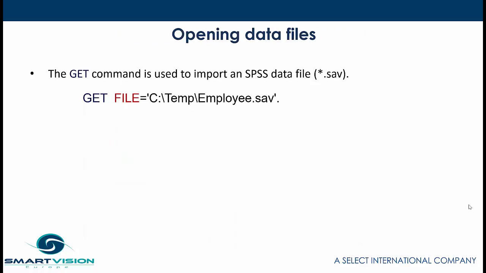To open an SPSS data file, that's a SAV or save file, then use the get command, or more specifically in this case, the get file command. And you can see it's quite a simple command. It's just get file equals, and then you have the path where the file resides with the file name, enclosed in quotes with a full stop at the end. So in this case, this command here would simply read the file employee.sav from the C temp directory.